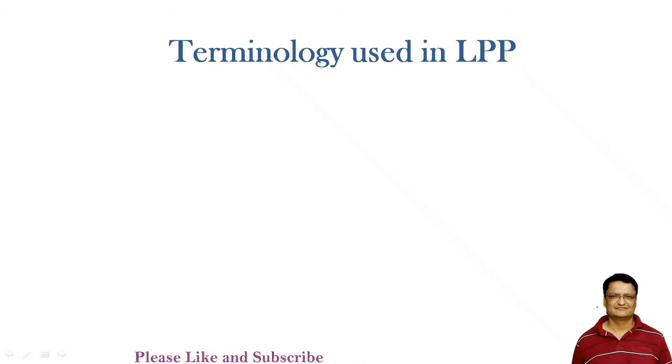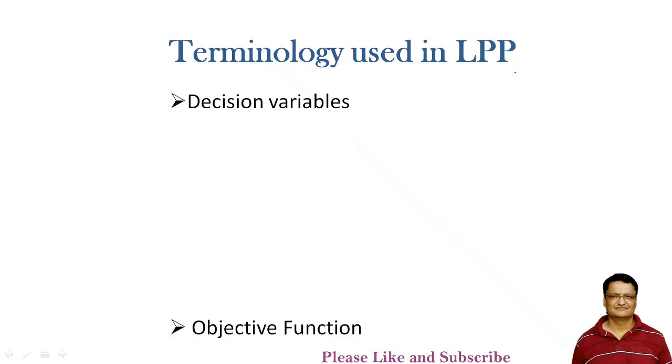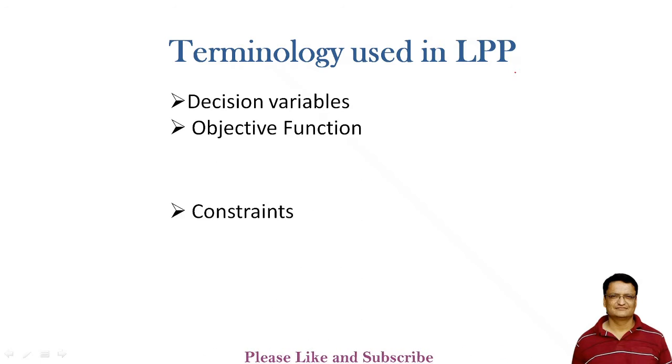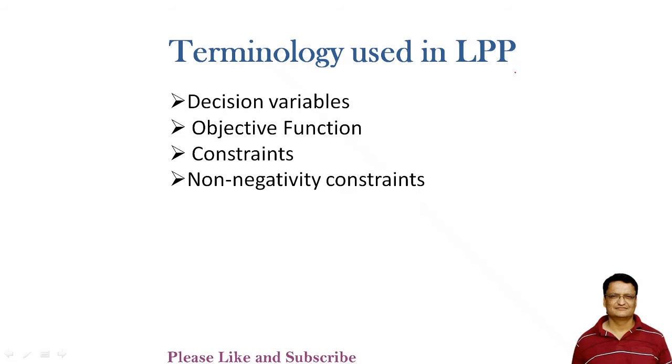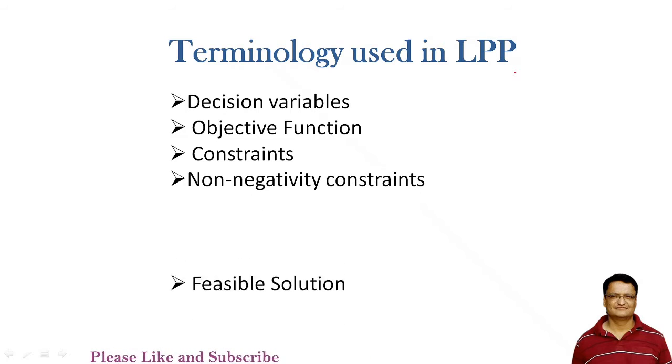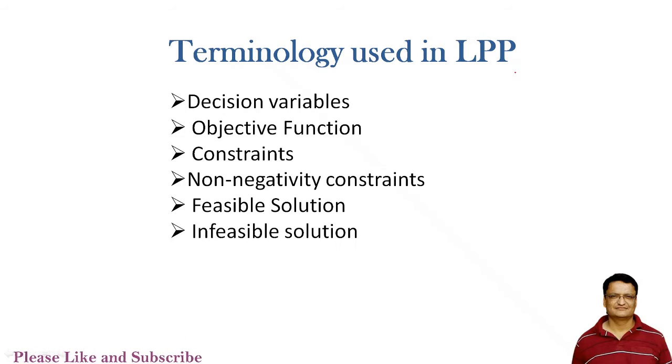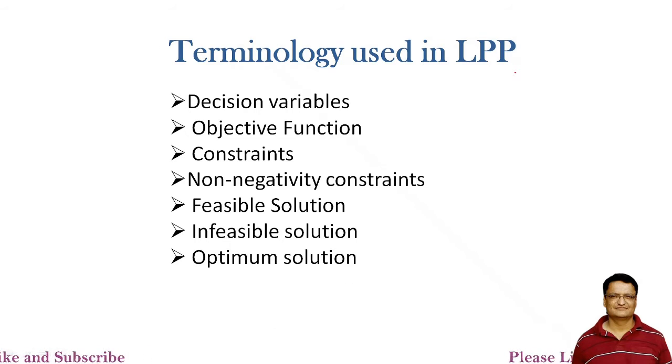Before we actually solve the problem, we must have some knowledge about the basic terminology of the LPP, like what is a decision variable, what is an objective function, what are constraints, what are non-negativity constraints, what is a feasible solution, what is an infeasible solution, and what is an optimum solution. So we will see all these terms while solving one example.